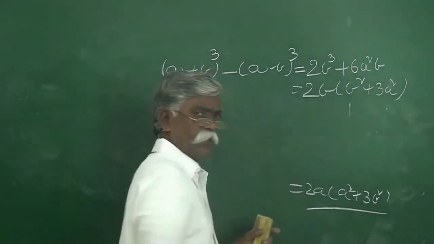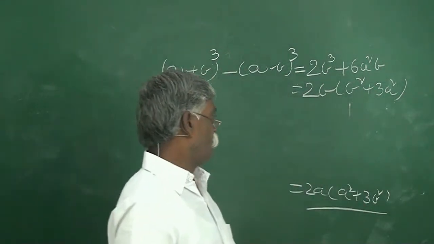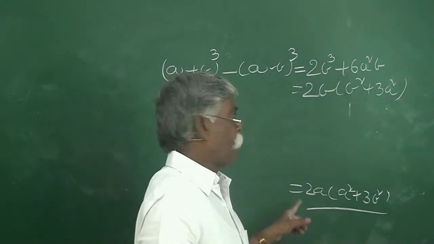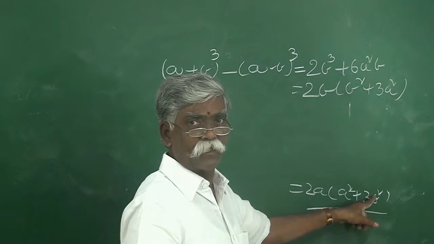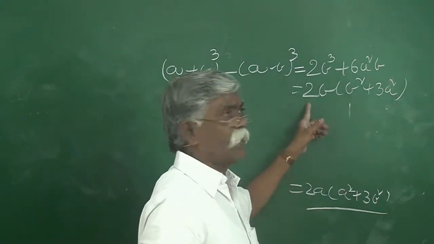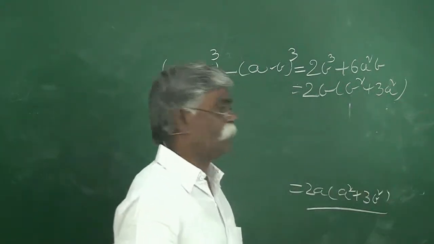So we just observe the similarity. When added, (a plus b) whole cube plus (a minus b) whole cube is 2a into (a square plus 3b square). When subtracted, it is 2b into (b square plus 3a square).